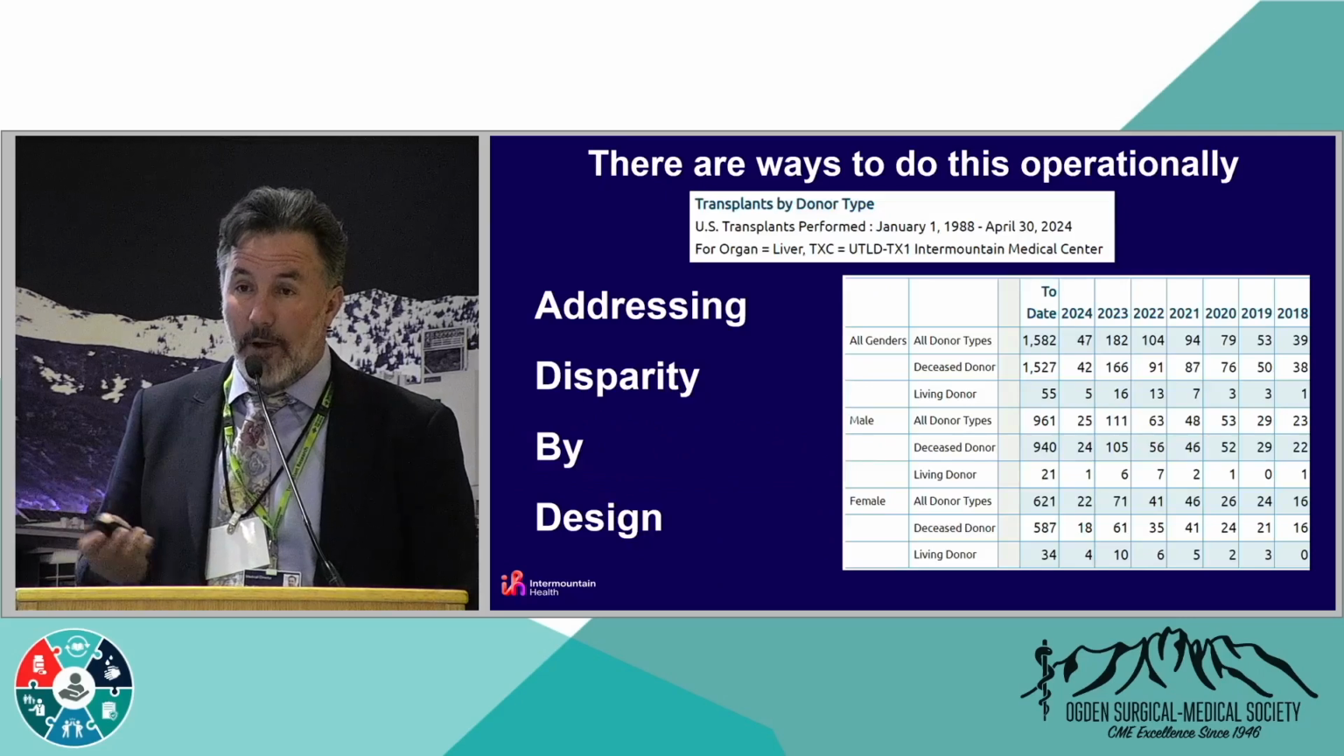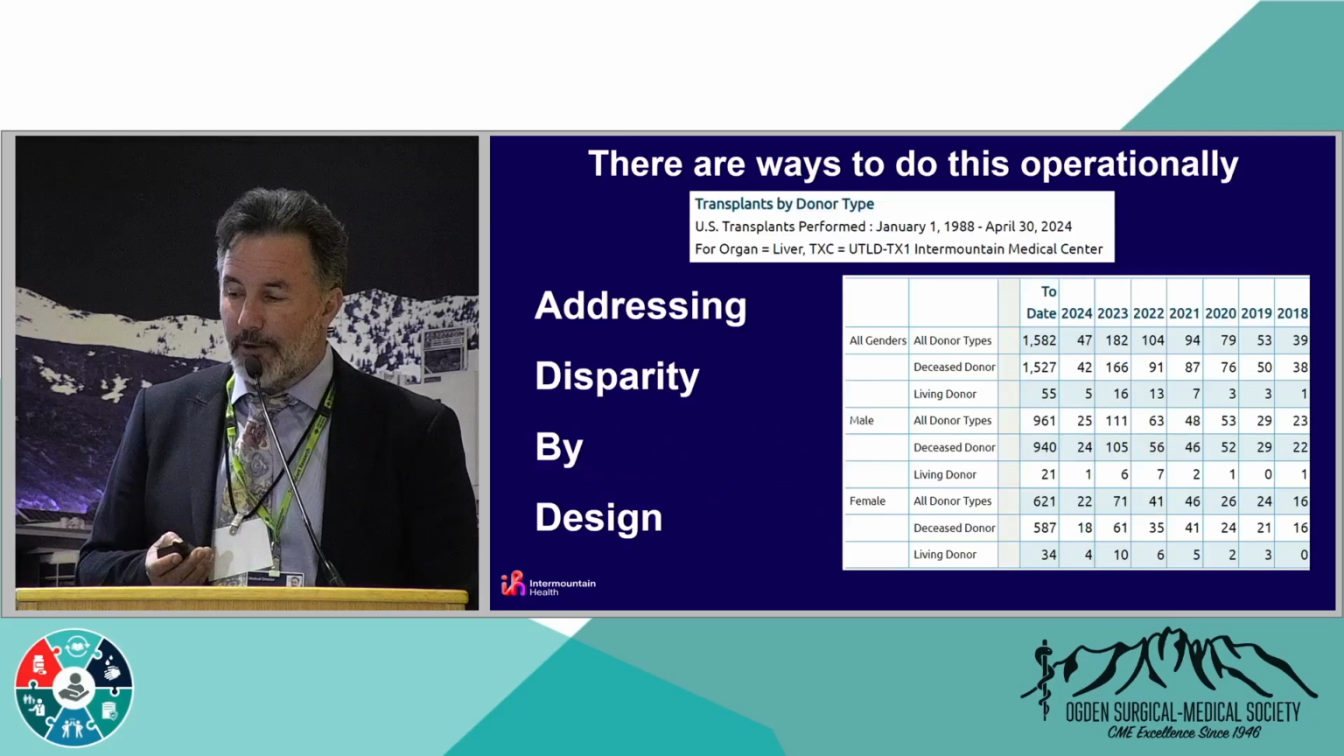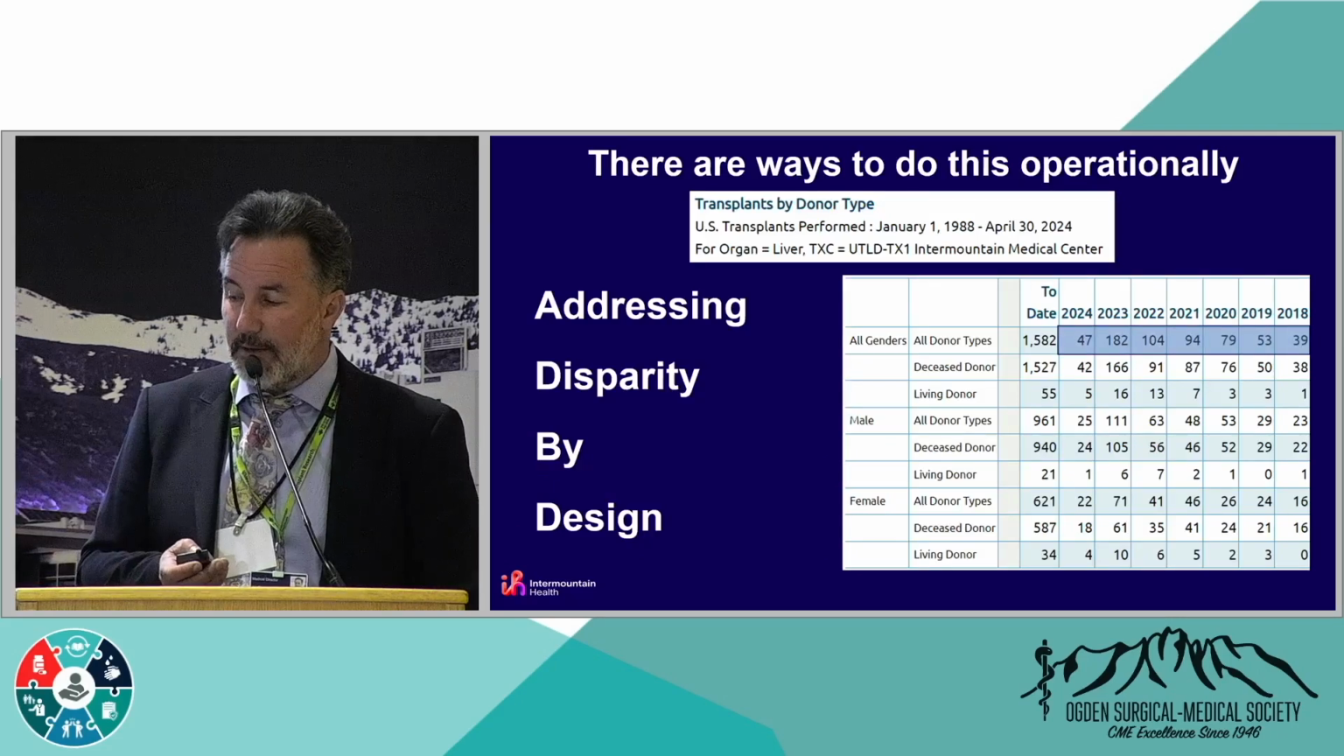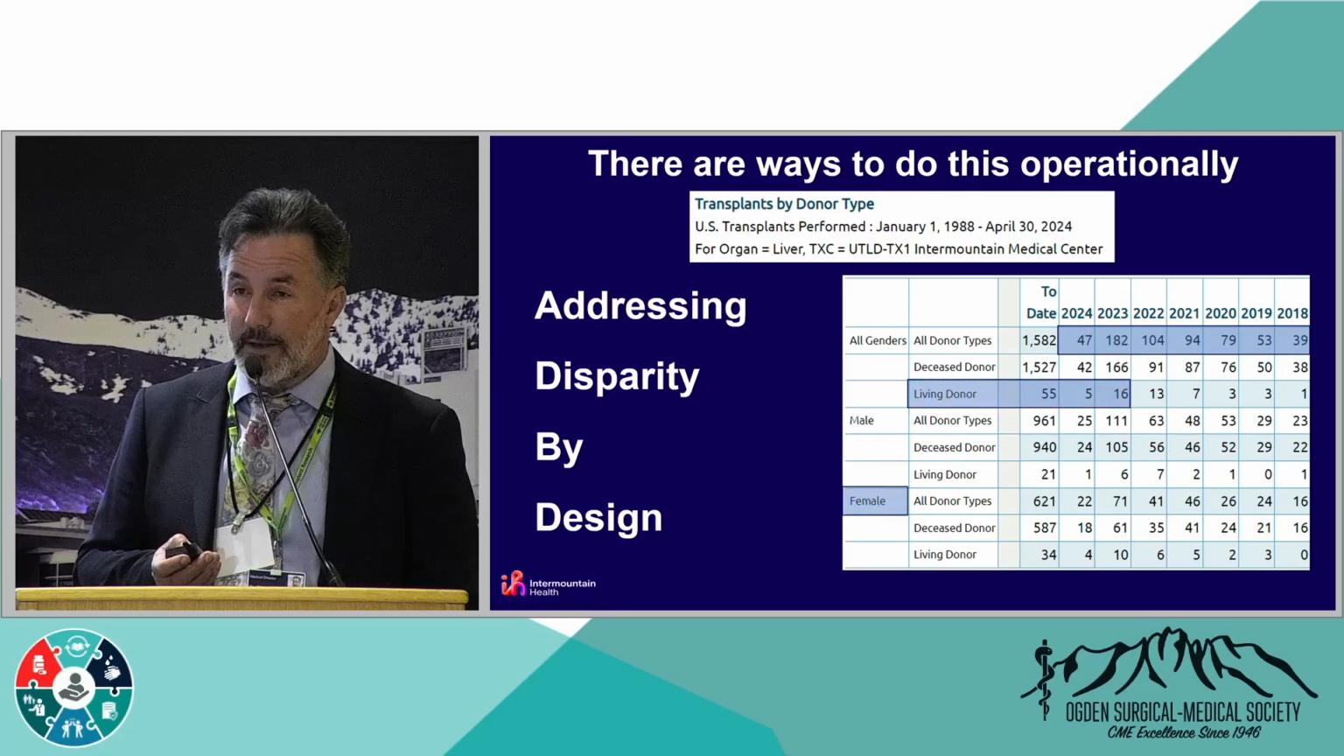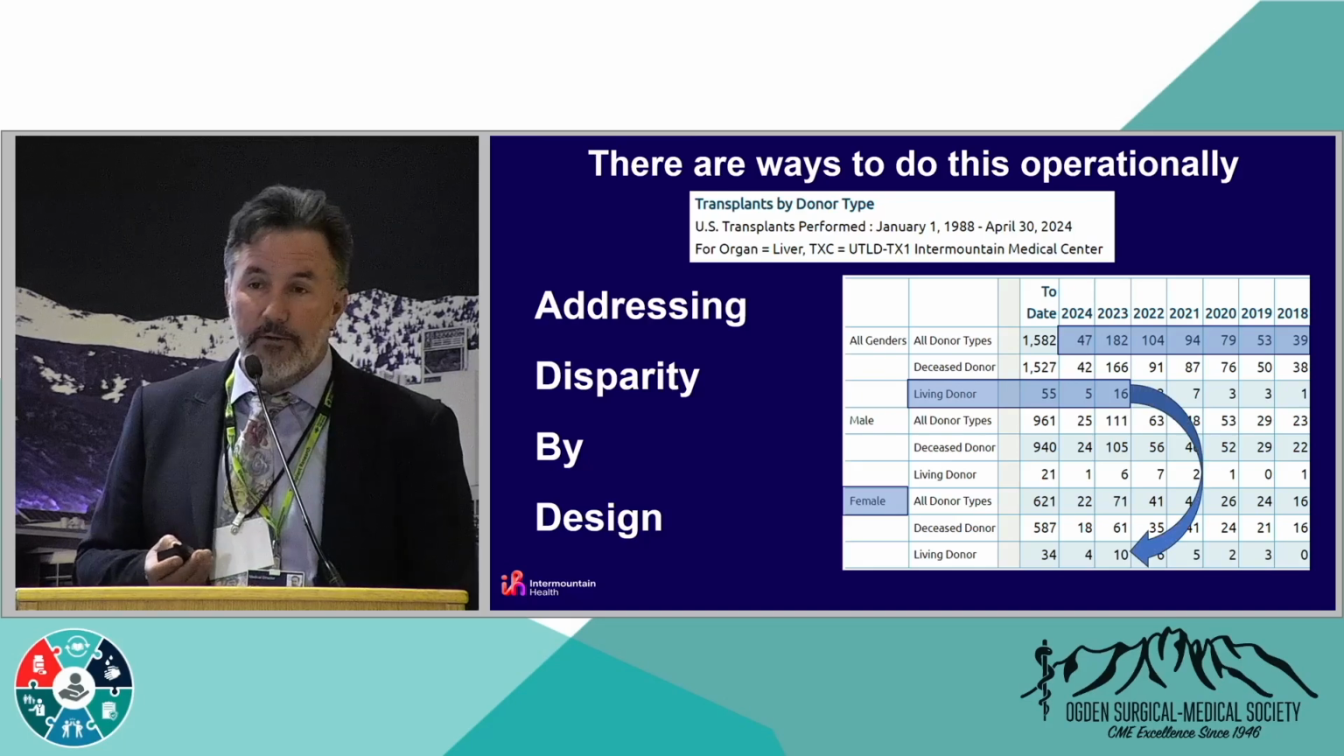But there are ways to operationally, and I stress the word operationally, address this. And this is what we have in terms of our transplant numbers at Intermountain: 39 transplants in 2018. Last year we did 182 transplants. And for the female sex in the living donor domain, the majority of the living donors go to women. And by doing that, we address a disparity.